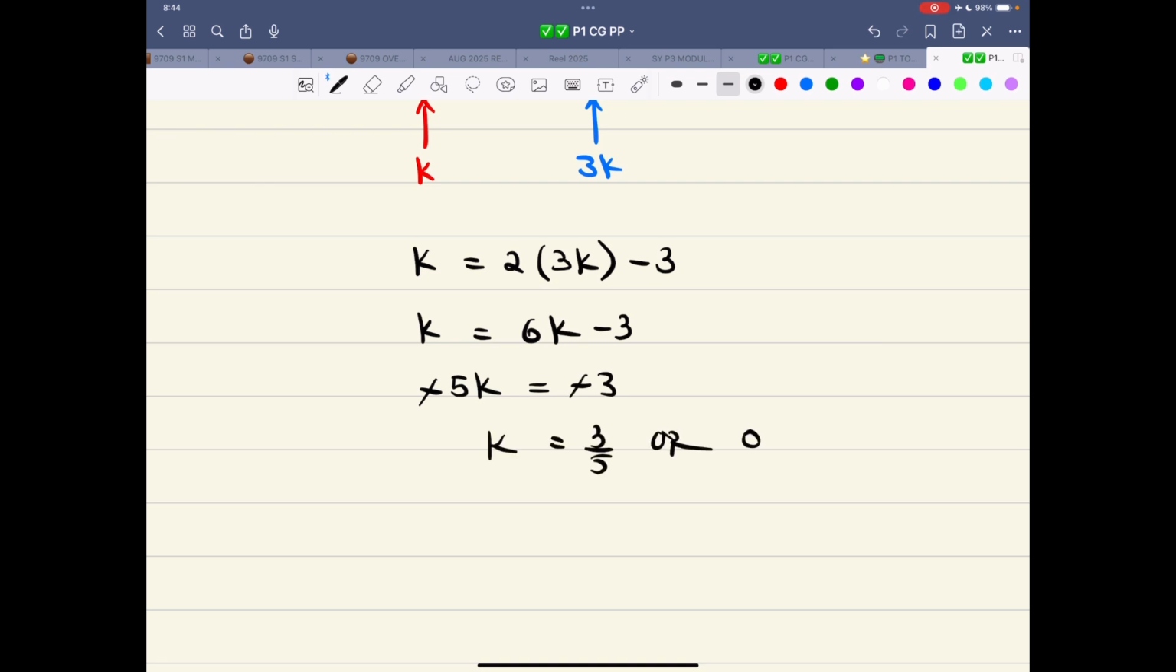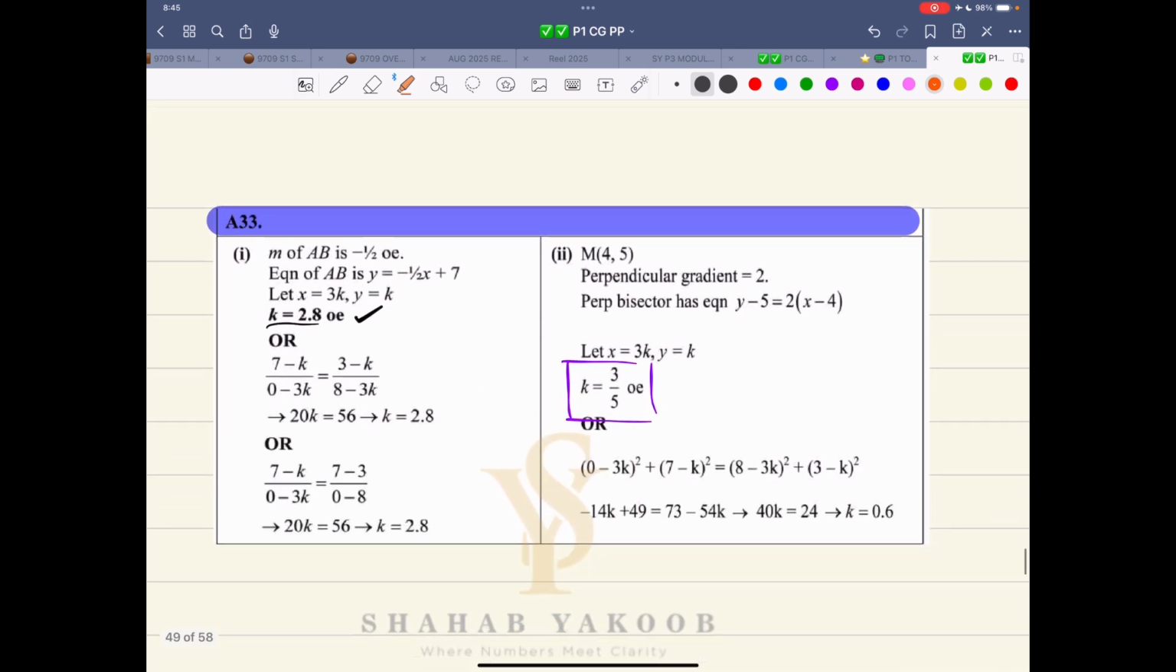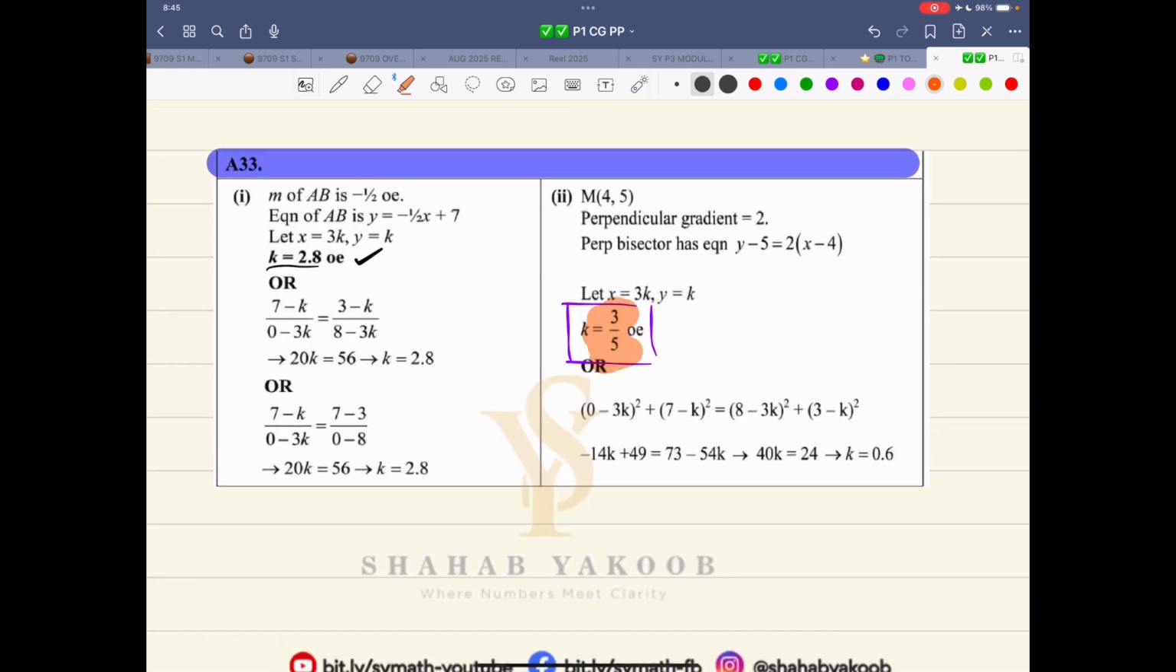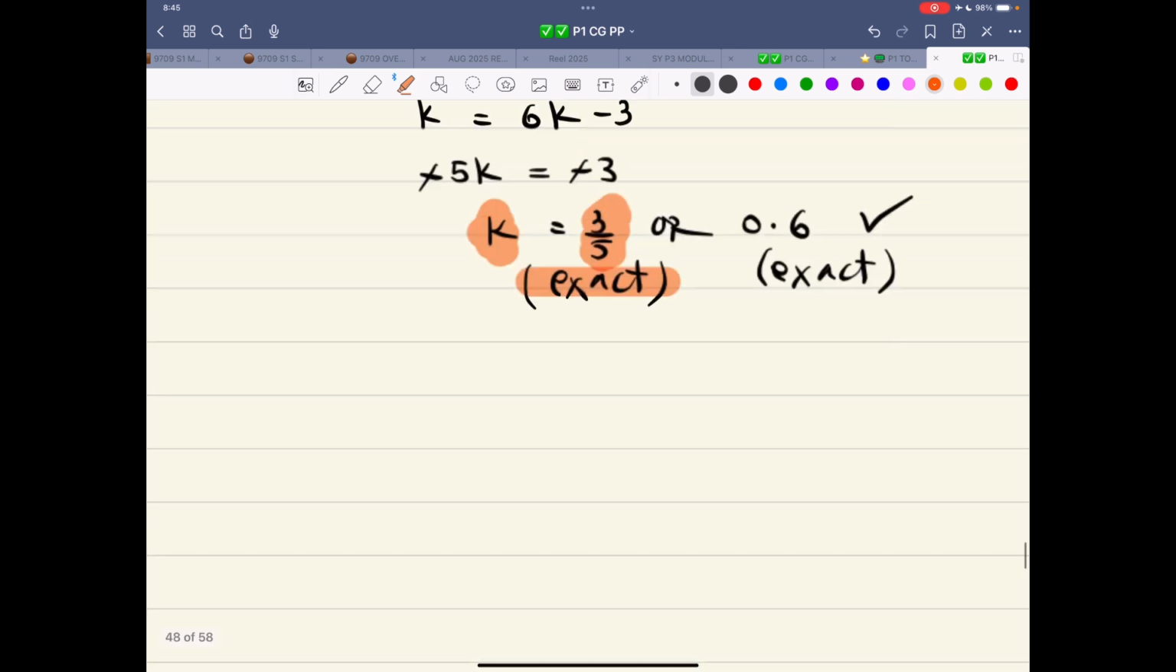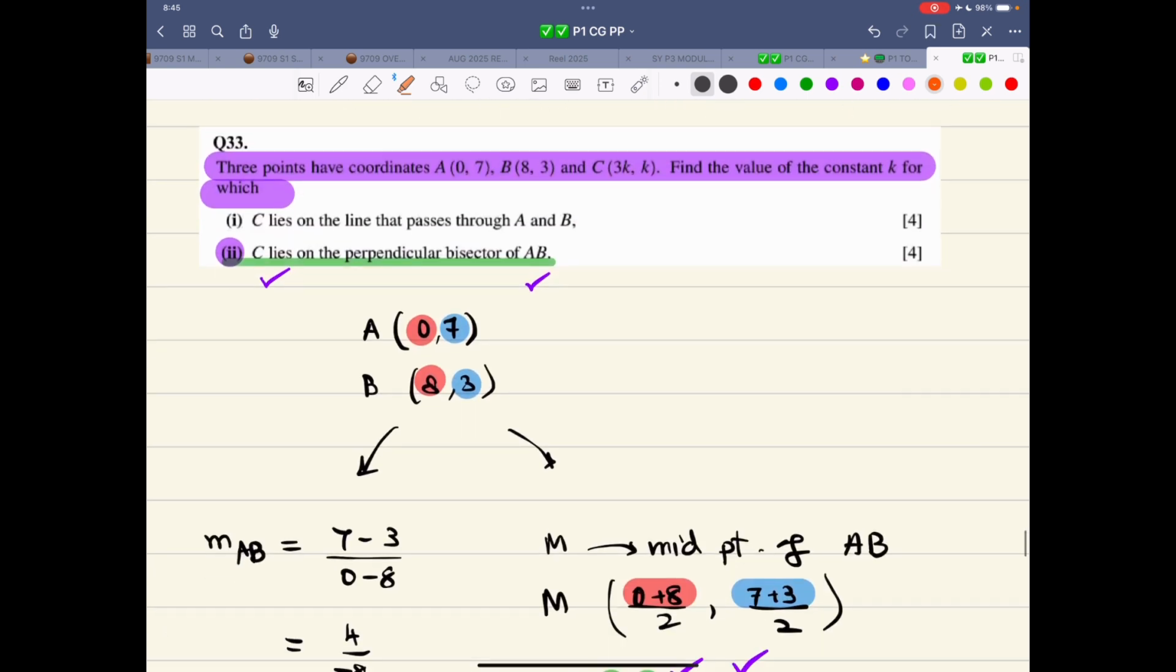Or if someone is interested in decimal, this is an exact decimal. So this is exact. Fractions are beautiful. So leave the answer as it is. I will personally prefer to leave the answer in fractions, even though in this case, this decimal is also exact. Let's double check. So k is 3 over 5. There it is. k is 3 over 5. So all good, all clear. So now this question is done and dusted. 4 plus 4, that is 8 marks.